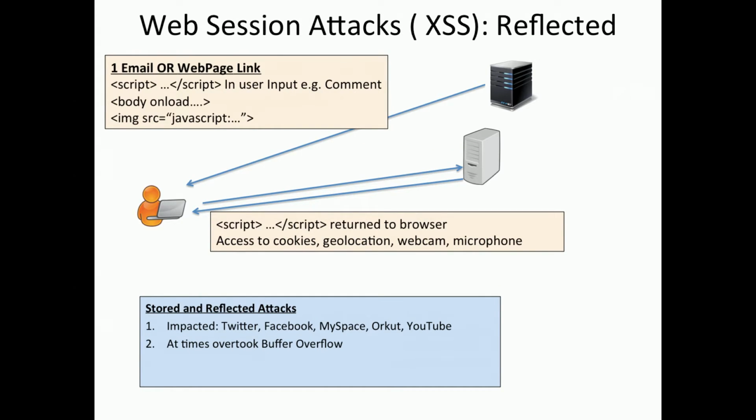So an email with a web page or link with some parameter, which is much like SQL injection. If the server side will reflect back your input, and an attacker over email providing you a link could get you to provide that input, then the email comes in with the code embedded in the link. You clicked, it came back, executed in your browser. So that's the reflected attack. This has impacted quite a few. At some points, this overtook buffer overflow as a primary attack vector.